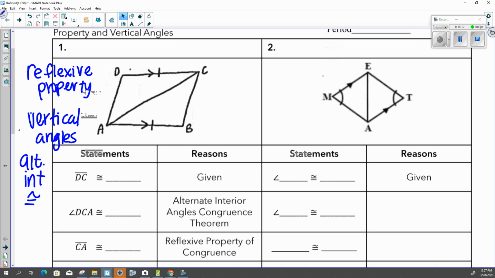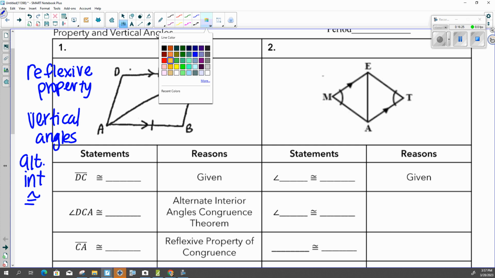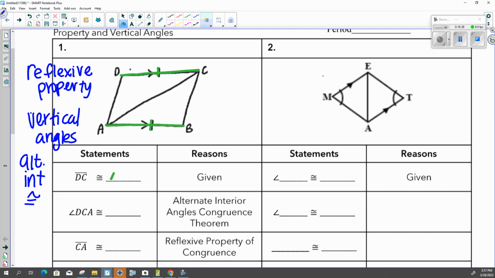Okay, so we've got this given. Looking at the picture, it says DC is congruent to. So my eyes are going here to DC. Look at a really fun color. DC is congruent to, how do I know what it's congruent to? I look at the dash mark, and here's its matching dash mark. So it's congruent to side AB. I'm putting a hat on it. That was given to me.